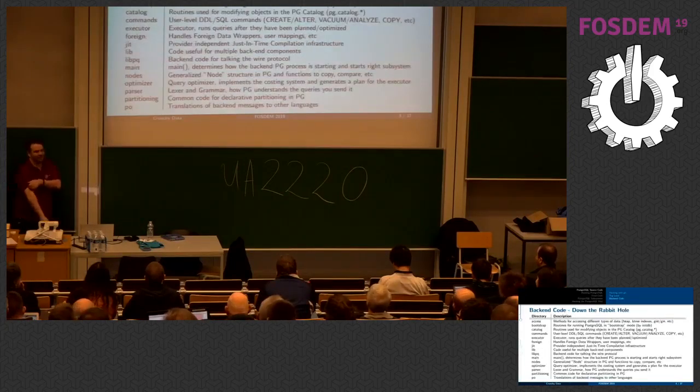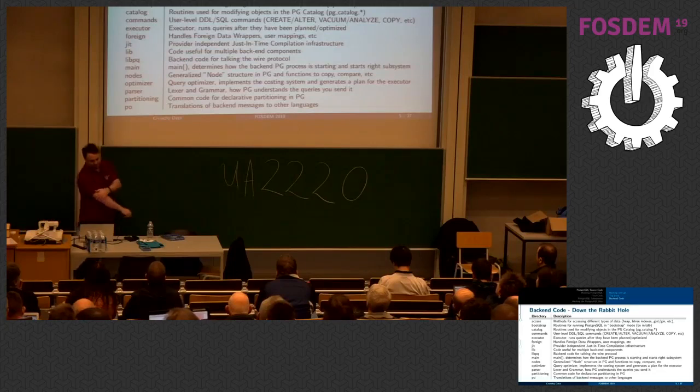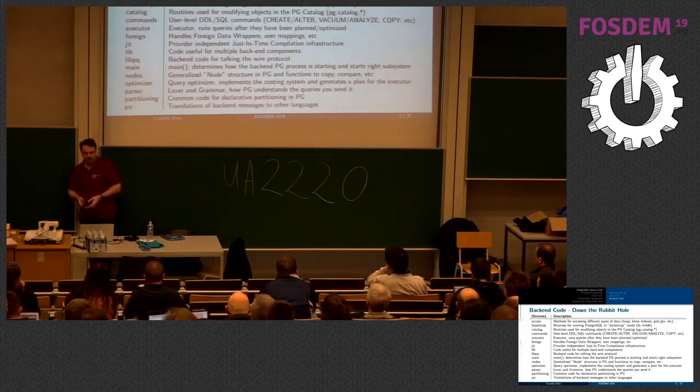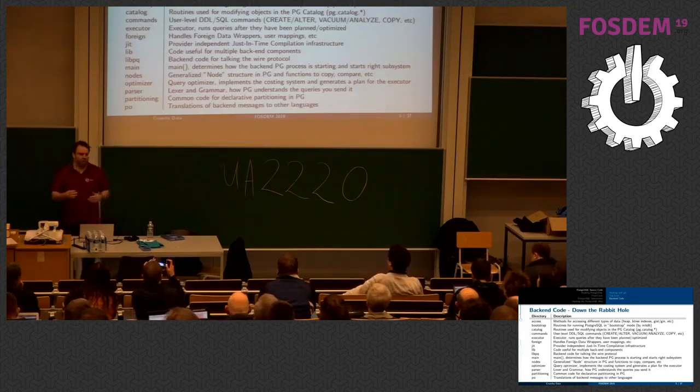All right, so let's start talking about the backend code of Postgres. These are all of the different directories that exist inside of that src/backend directory. This is all server-side code, and they all have different components. They do different things, right? So let's start talking about them.